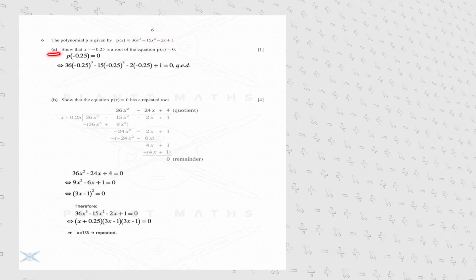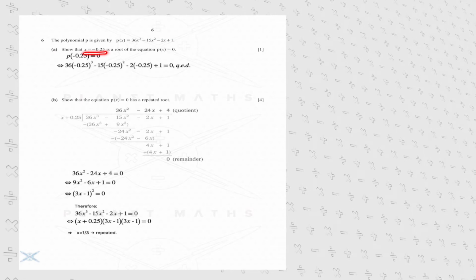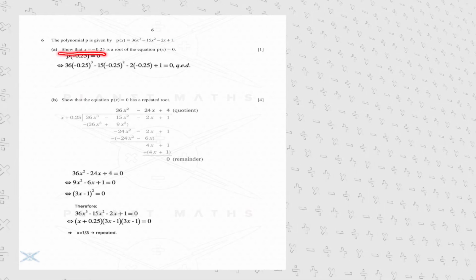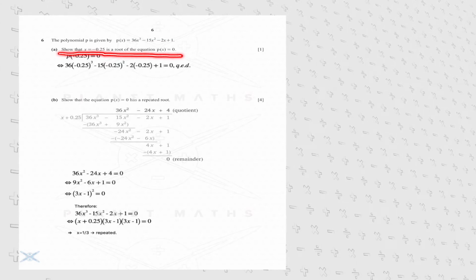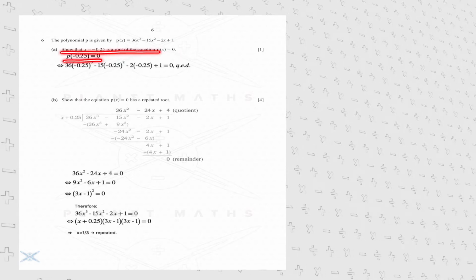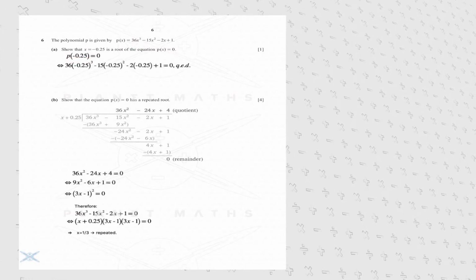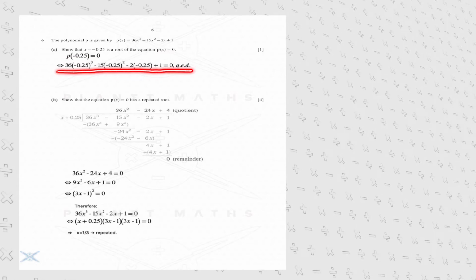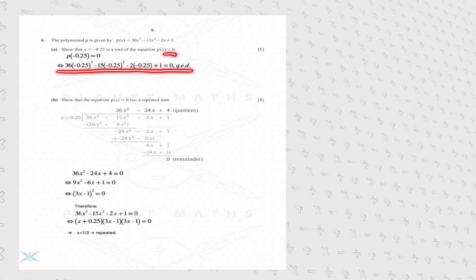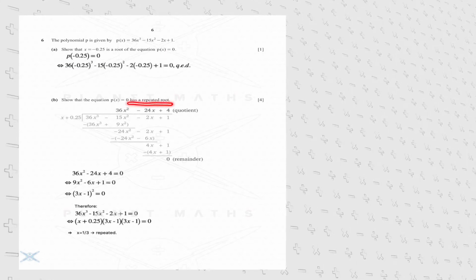In part A of this exercise, we should show that x equals negative 0.25 is a root of the equation p of x equals 0. So this is represented by this equation, and after plugging in negative 0.25 for x, we will be able to conclude with the help of our pocket calculator that the solution for that is indeed 0, which was to be shown.